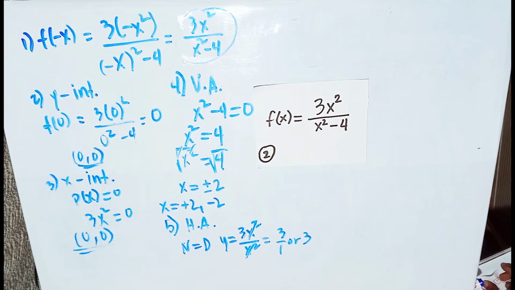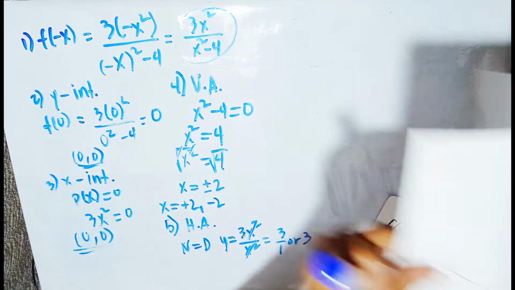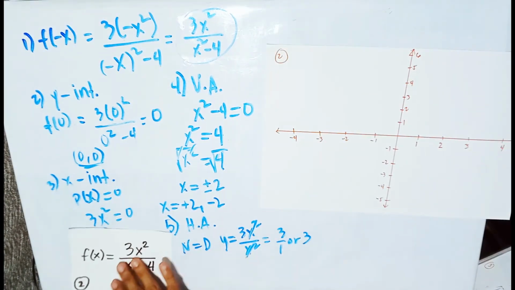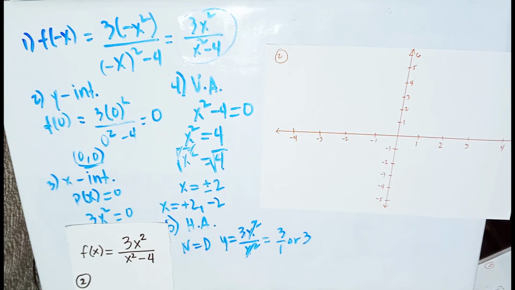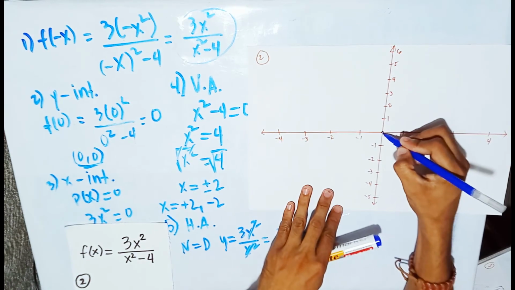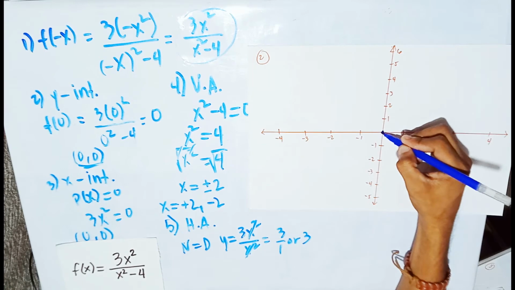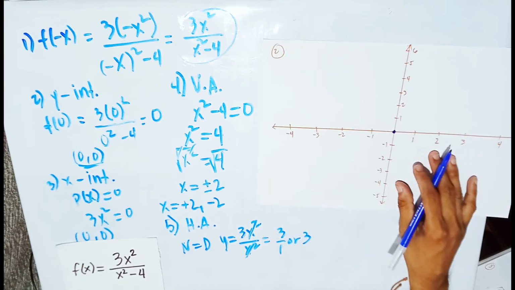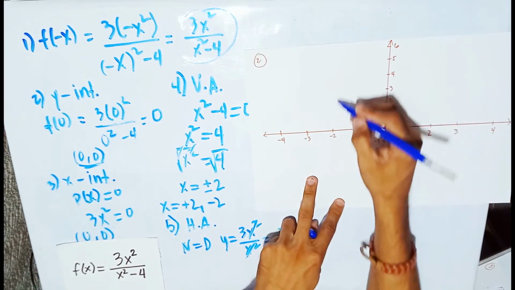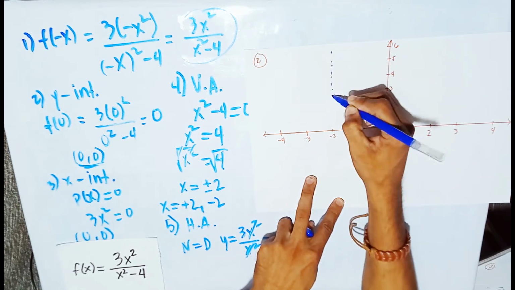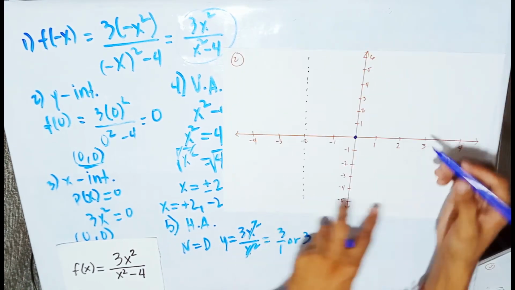So i-graph na natin yan. Graph na natin para sa step number 6 natin is madali na lang. We have to graph that one. Okay, ito na yung function natin. So i-graph na natin. So unahin natin yung y-intercept. So our y-intercept is 0 and 0, and also our x-intercept here is 0 and 0. Next, our vertical asymptote is positive 2 and negative 2.